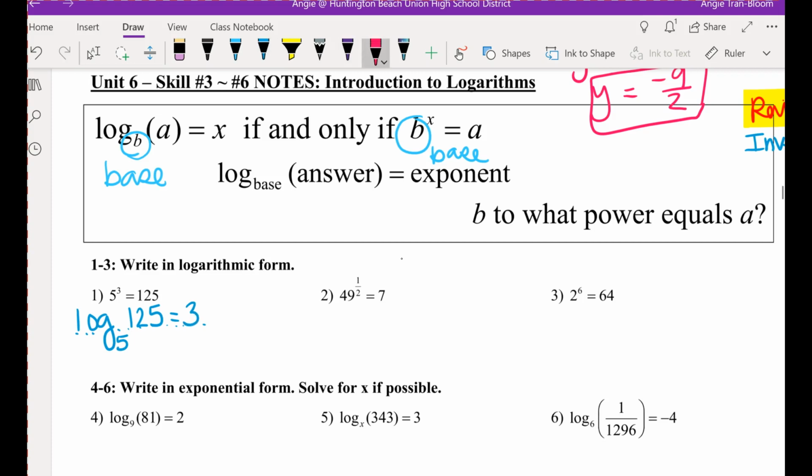What if you write it like this? Log 5 of 125 equals 3. Is that wrong? Oh, yeah. That's totally wrong. Make sure the 5 is the base and is a subscript.